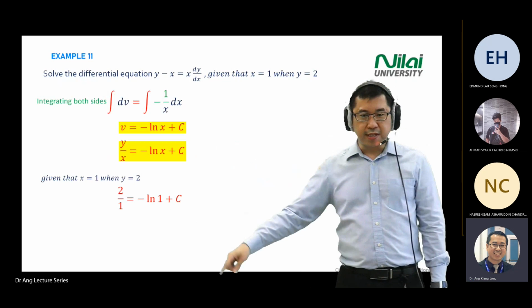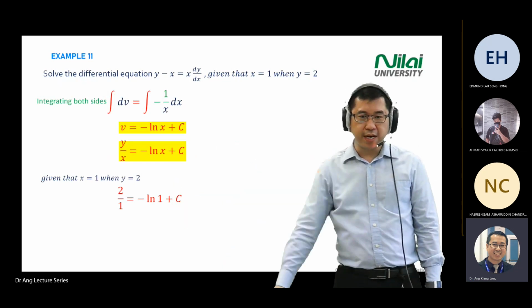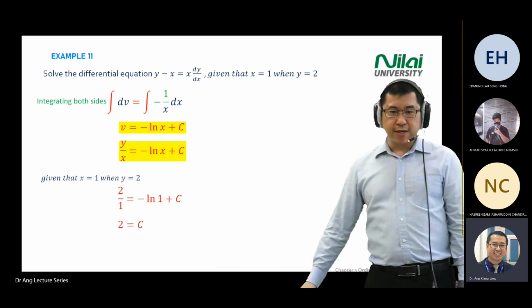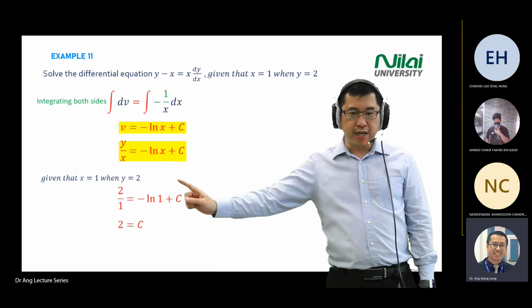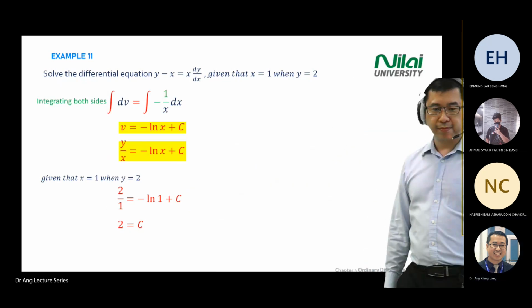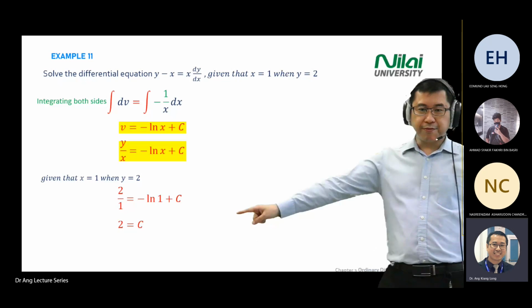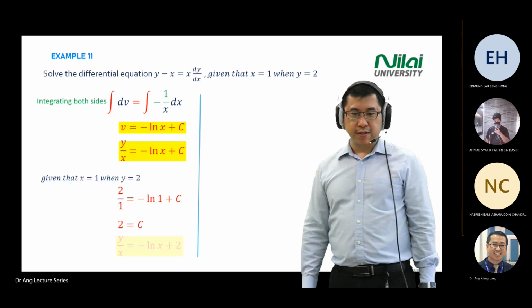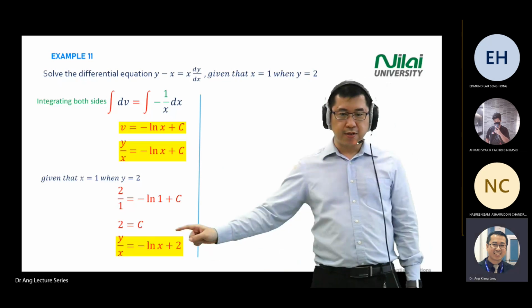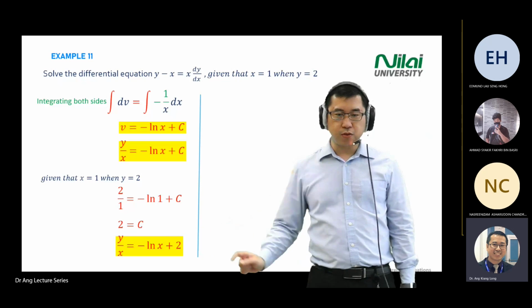I do some steps for you. You substitute 2, 1 divided by minus ln 1. Your answer is 2, because ln 1 equal to 0. Okay, you get 2. After you get c, what do you do? Substitute back here. Okay, you get your y divided by x equal to minus ln x plus 2.